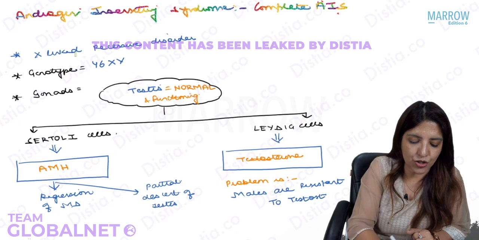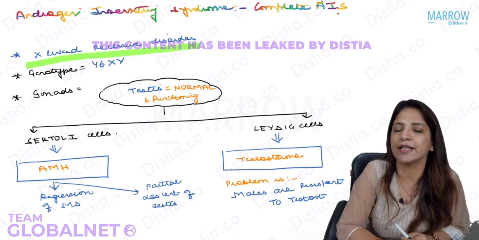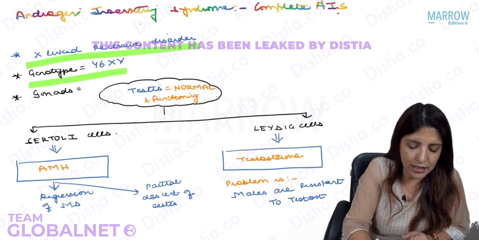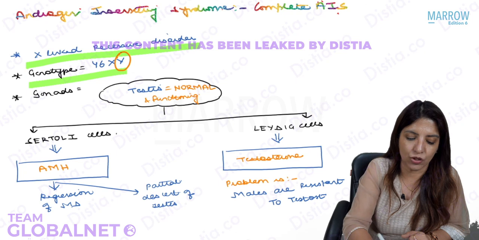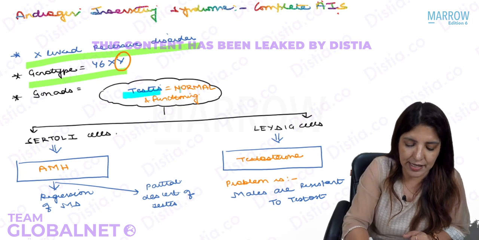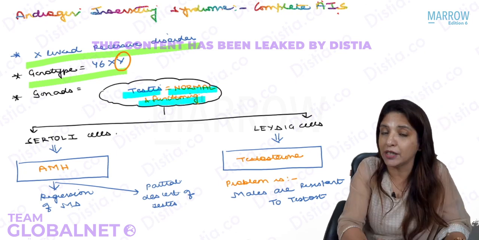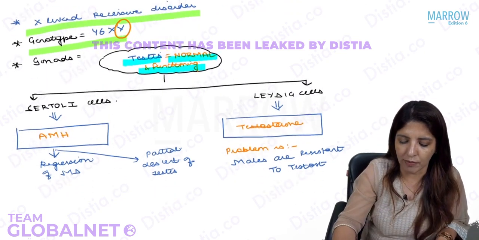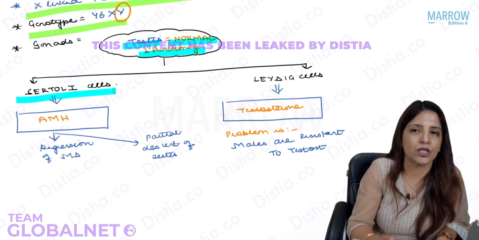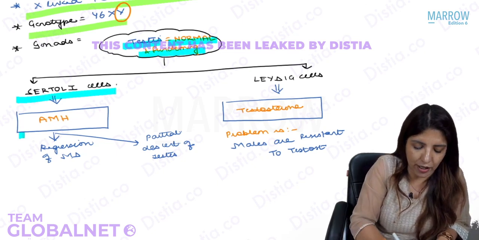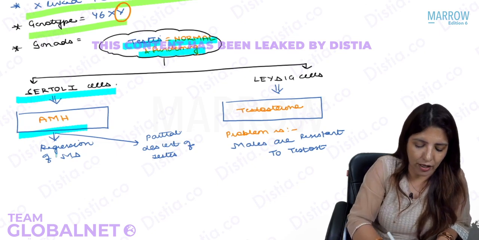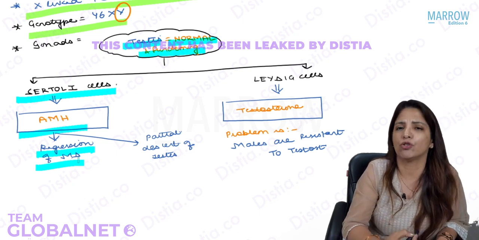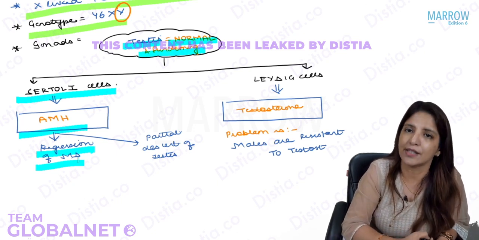Now, complete androgen insensitivity syndrome is an X-linked recessive disorder. The genotype is 46XY, and because they have a Y chromosome, the gonads are testes, and these are normal, functioning testes. So Sertoli cells are going to form anti-Mullerian hormone, and this anti-Mullerian hormone is going to lead to regression of the Mullerian duct, and it is going to lead to partial descent of the testes.